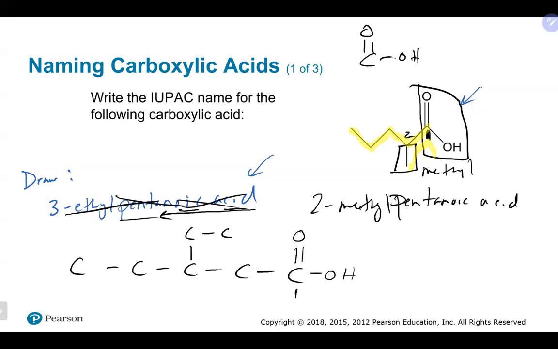We're going to throw some hydrogens in here, so we need two. We need one there. We need two there. Need three there. Need two there, and we need three there, and there you go.